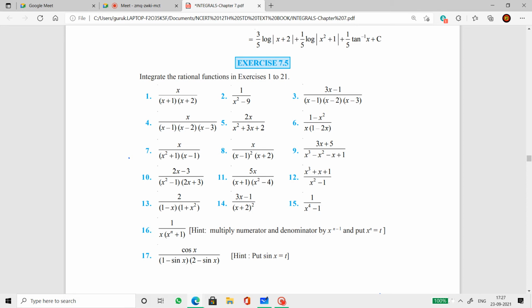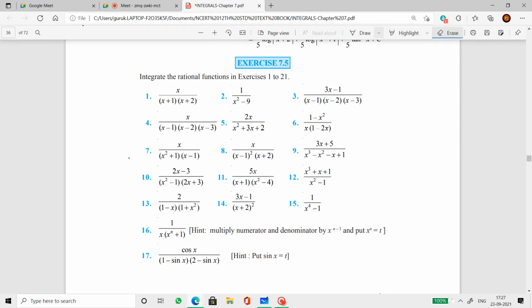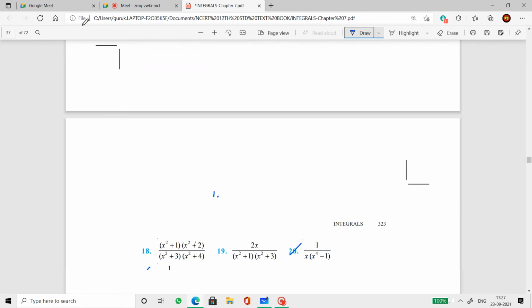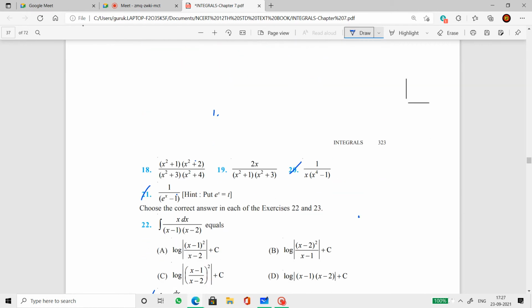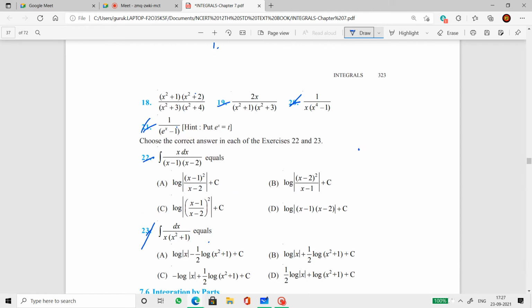We have very few questions to do in 7.5 for today, and after this, we will start integration by parts. The questions that are left over are question number 16, and question numbers 19, 20, 21, 22, and 23.